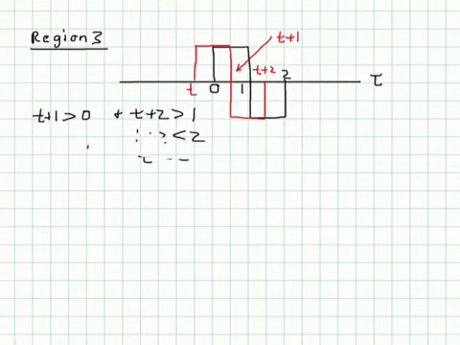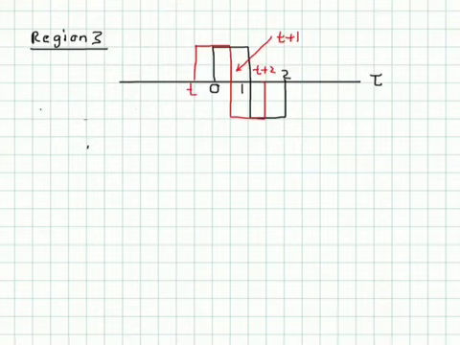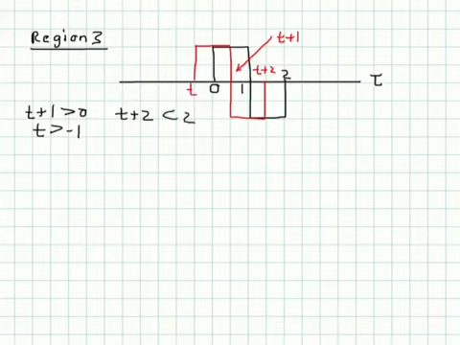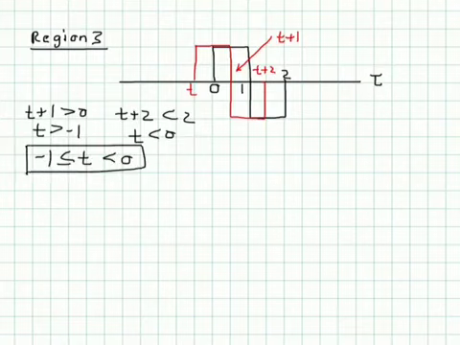I'm going to erase this here. I didn't say that all that clearly. So the condition is that t plus 1 is greater than 0, t is greater than minus 1, and t plus 2 is still less than 2, because we haven't hit this edge over here. So t is less than 0. So this is for the region for t between minus 1 and 0. That's what region 3 is.